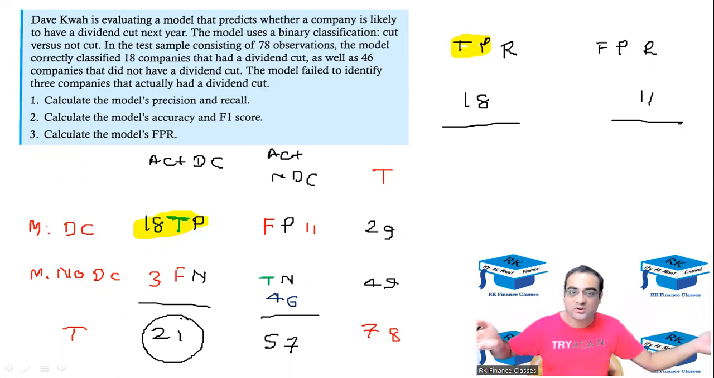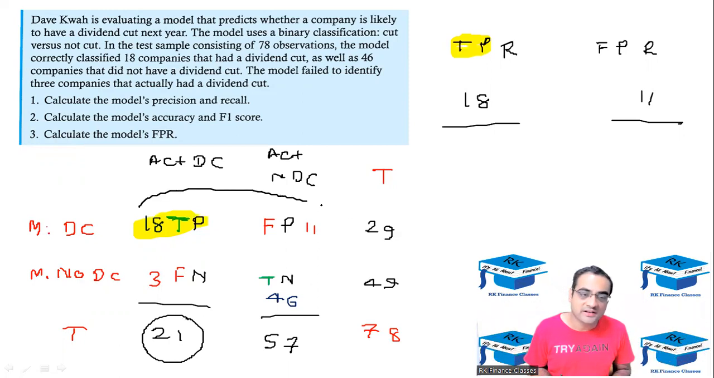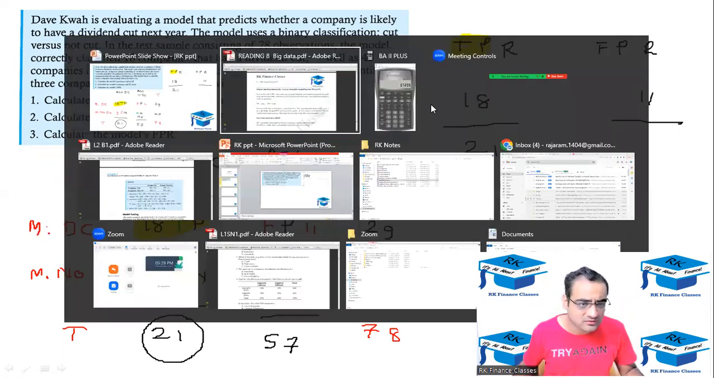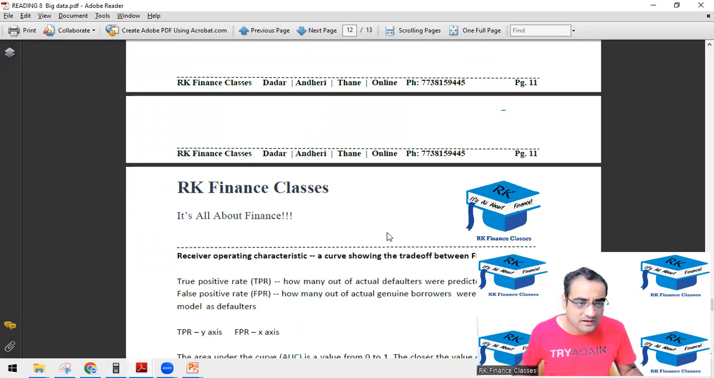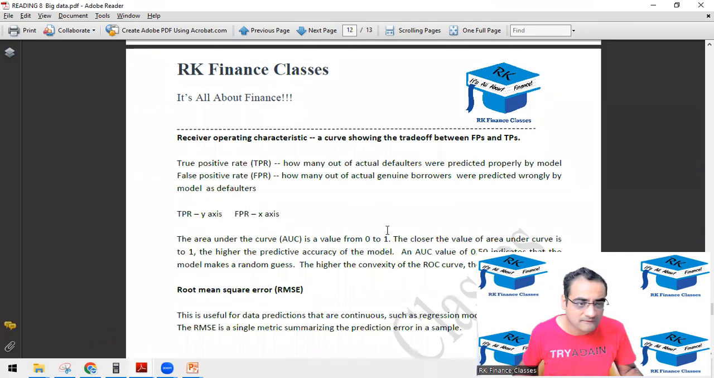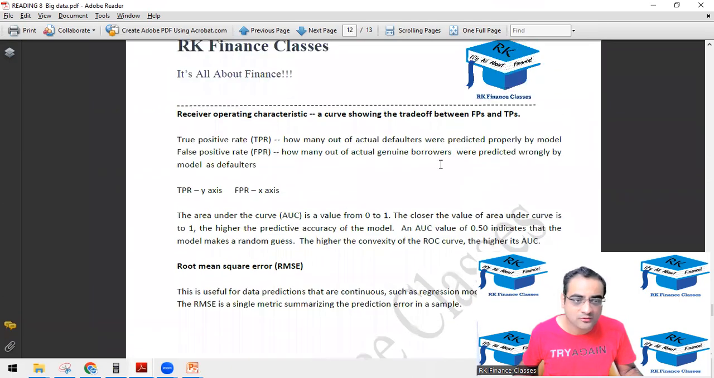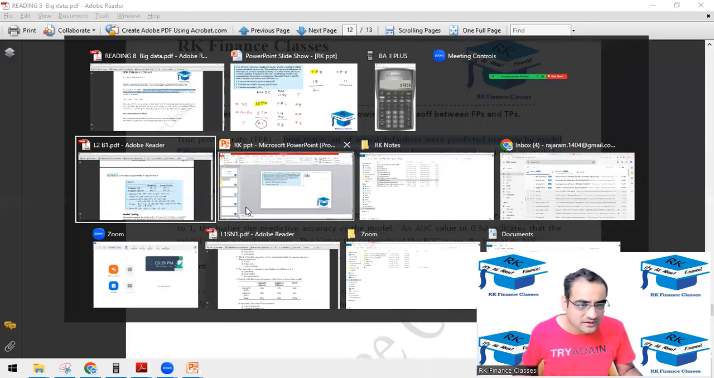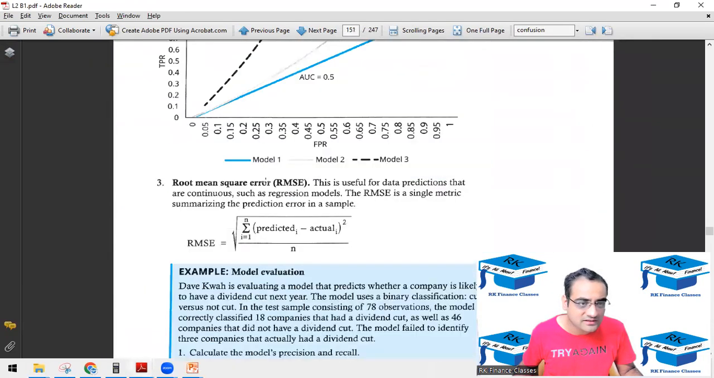Which you will recollect was actually recall only. This 18 out of 29 was precision and 18 out of 21 was recall. So basically the TPR is the same as recall. I think it is mentioned in my notes, so you have to write that TPR is the same as recall.